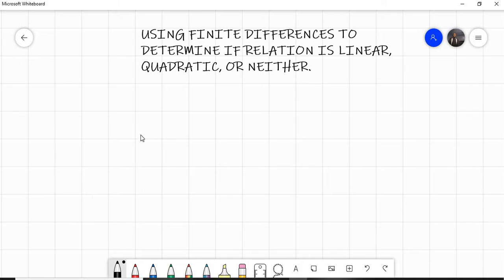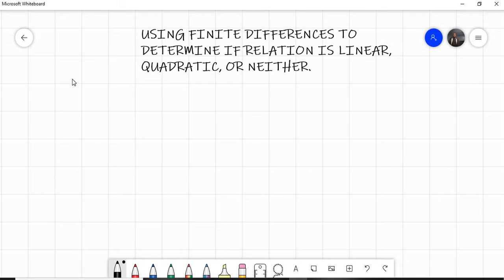Today we're going to learn how to use first difference and second difference to determine whether the relationship is linear or quadratic or neither. So, using finite differences to determine if a relation is linear, quadratic or neither. What we mean will be clear when we do the first example.